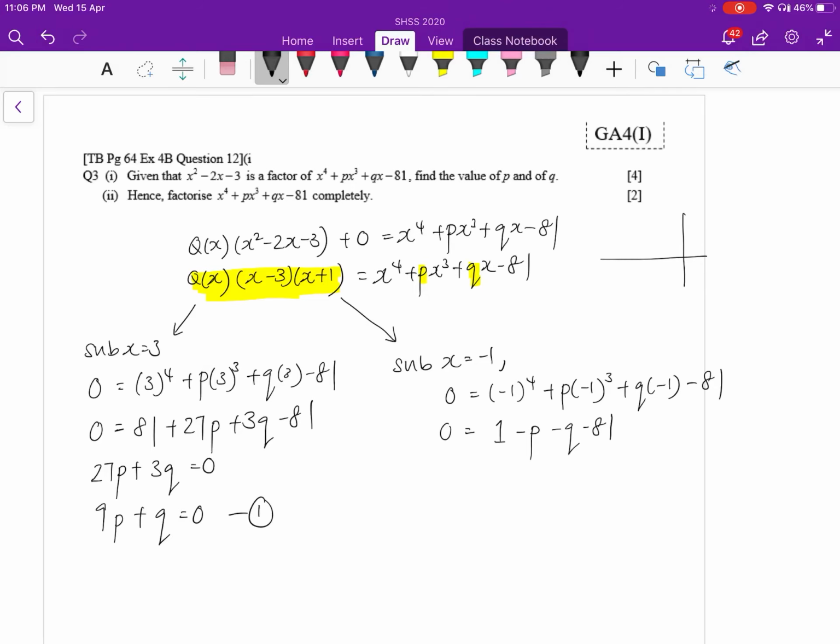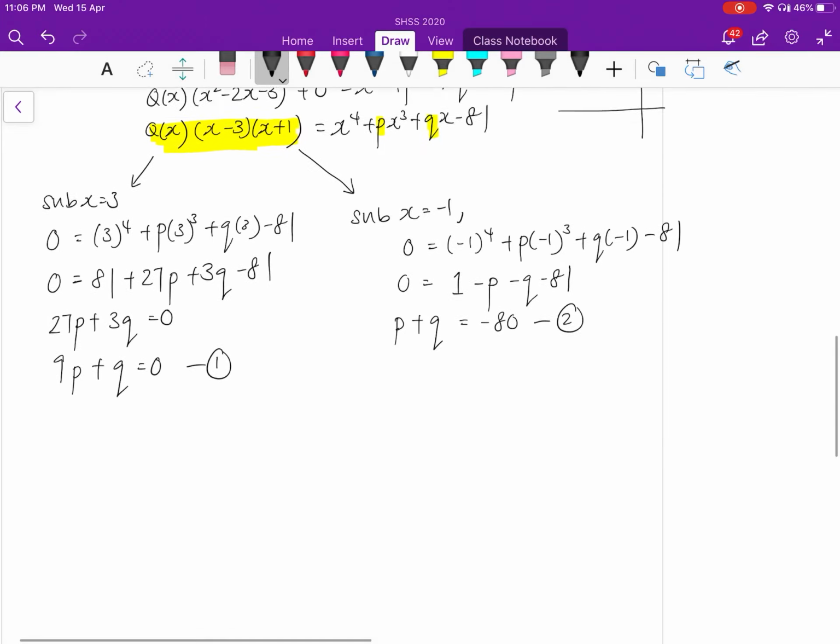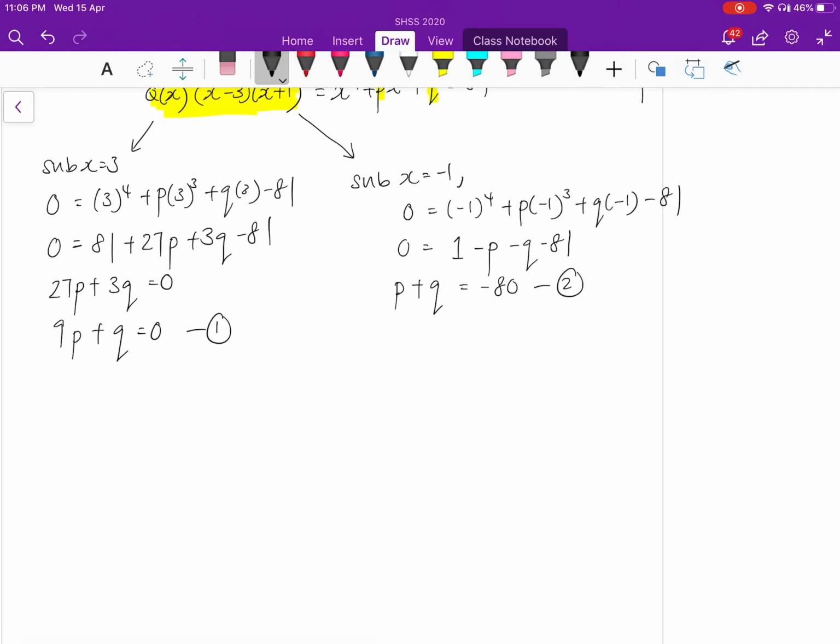I'm going to shift everything over. I'm going to shift p and q over. So I get p plus q equals minus 80. Correct. 1 minus 81 is minus 80. And that's equation number 2. I'm going to take equation number 1 minus equation number 2, which is p plus q equals minus 80.